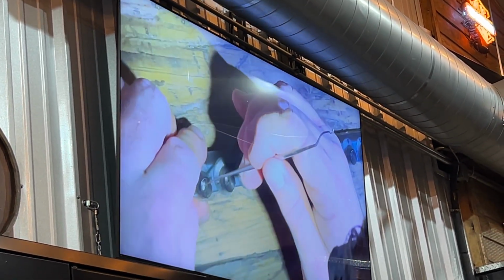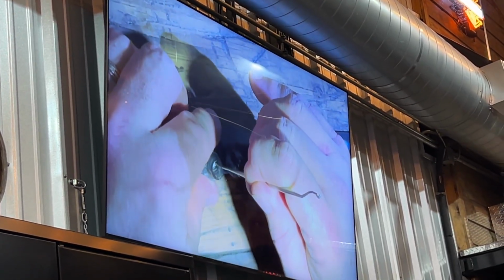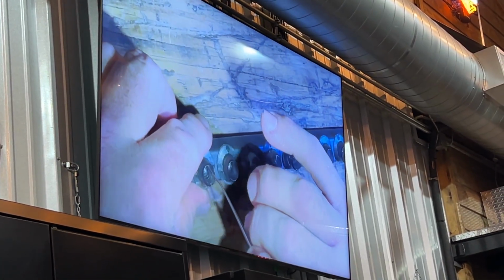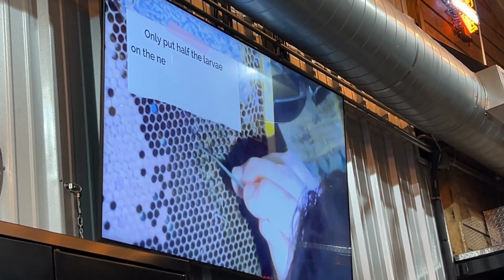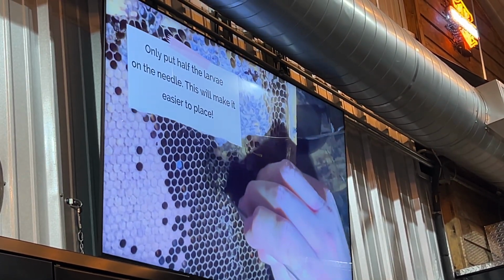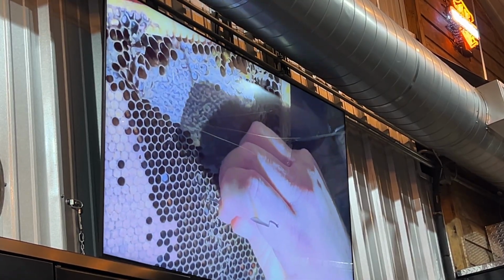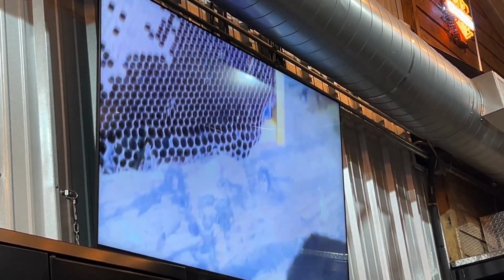But basically, you don't put the larva fully on top of the needle. Push the needle underneath the larva all the way, because then you can't get it off. So you only put half the larva up on the needle, and then you use that technique of pushing it up.